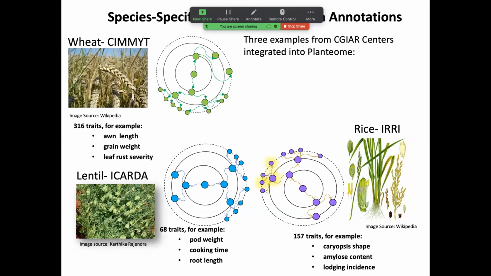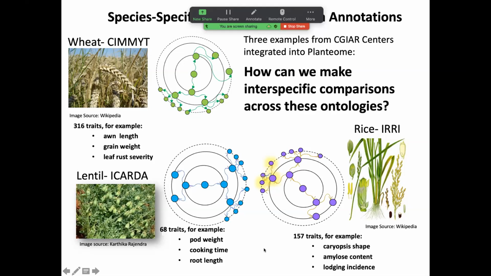And with my new role at GrainGenes, I've been adding more terms to the ontology to describe traits that we're using in QTLs and so on. So this is the wheat ontology at CIMMYT, lentils were developed down at ICARDA, and the rice ontology from IRRI. And you can see each of them, there's a few examples and some numbers of the data.